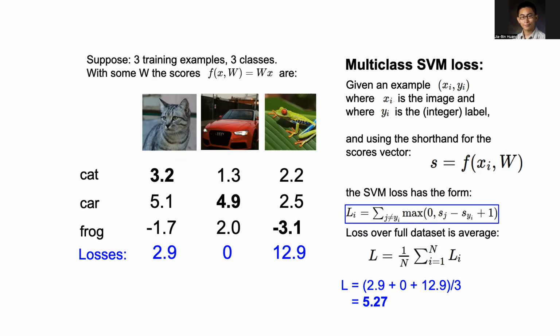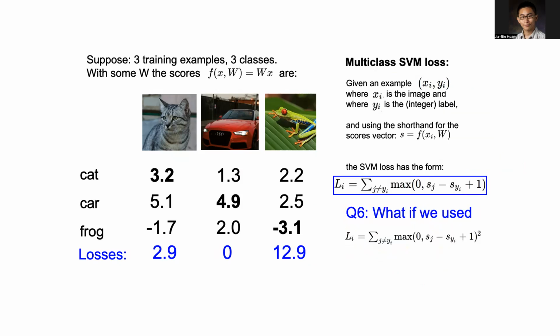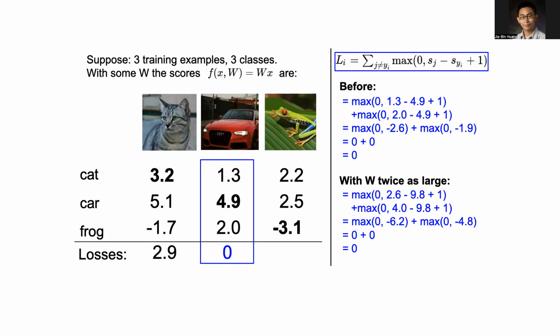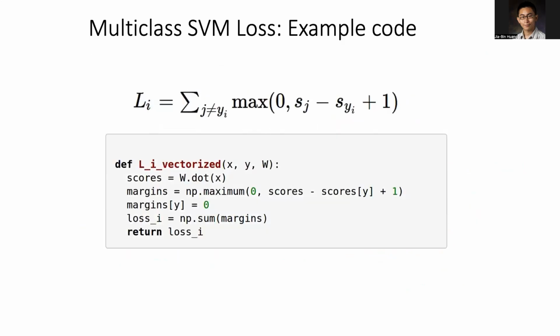All right. Okay, so let me go through this. If you want to implement this, it's basically like this. It's very simple, right? You take the scores with the dot product with the input, you get a score, and you take the margin and you compute the sum of the margins, and that's basically it.